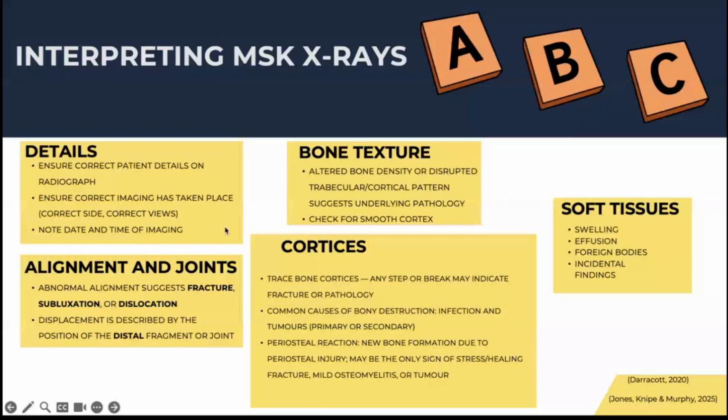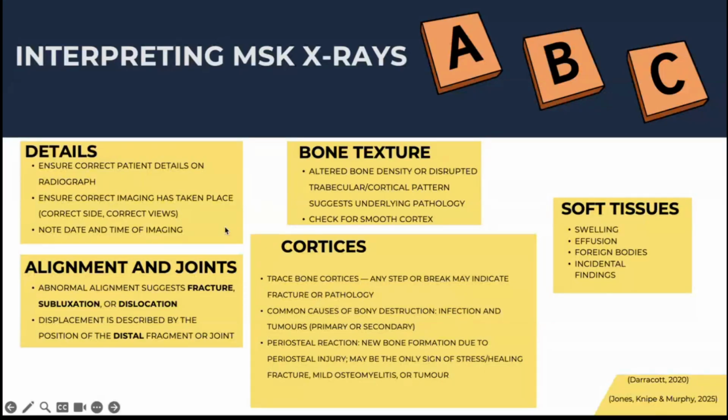You also then want to look at B. B stands for bones or bone texture. You want to look at any altered bone density or any disrupted trabecular patterns, which could suggest any underlying pathology, whether that be fracture, metastases, tumour or infection, anything like that.